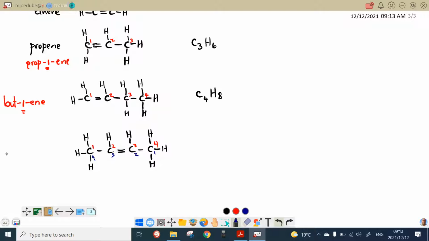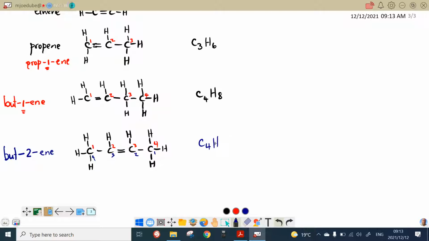So the naming would be but. Then you separate the position with a hyphen like that, but-2, and then another hyphen, and then ene, right? So that would be the name for that compound. Are these compounds the same? The answer is no. They are not the same. They will have the same molecular formula, right? They will have the same molecular formula.